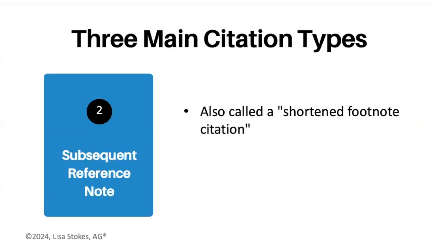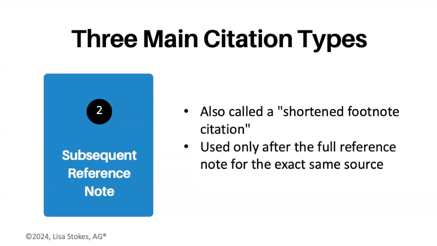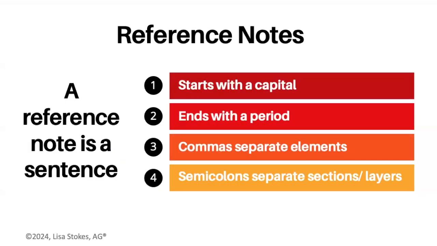The second main citation type is a subsequent reference note. It is also called a shortened footnote citation, or a shortened footnote, or a shortened citation. Only use a subsequent reference note or a shortened citation after you've used the full reference note for that exact source previously in the project. So in a single project, such as a report, a family group sheet, a family narrative, and so forth. And again, a shortened reference note is a sentence.